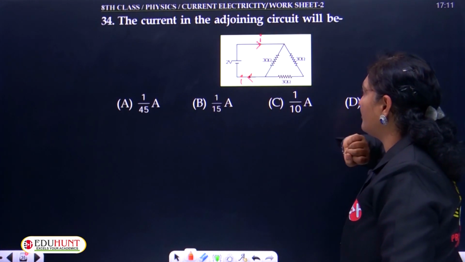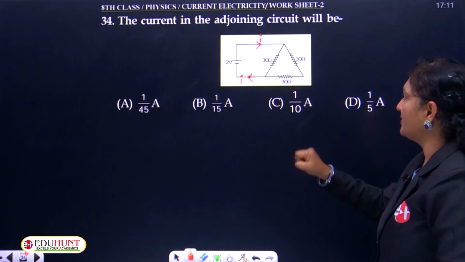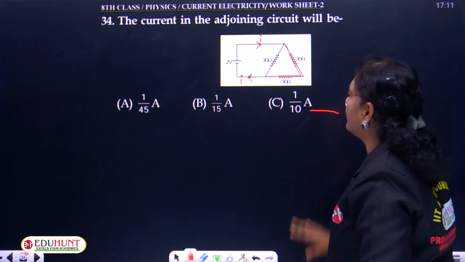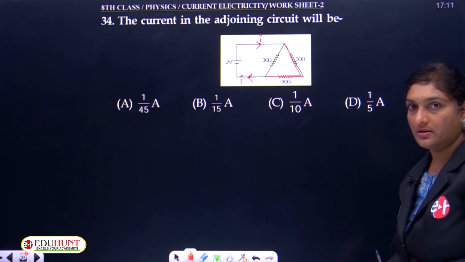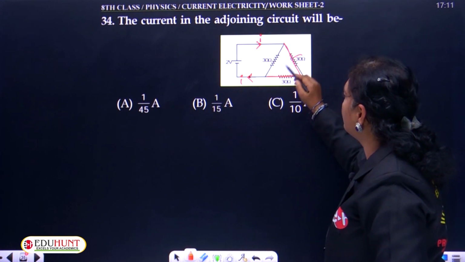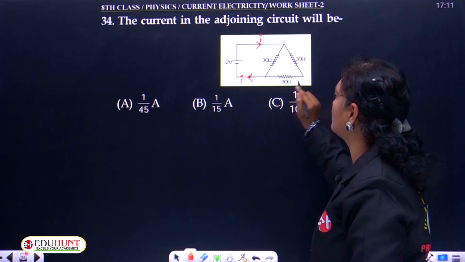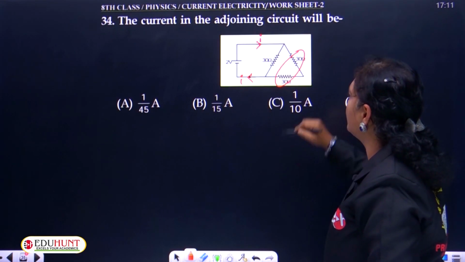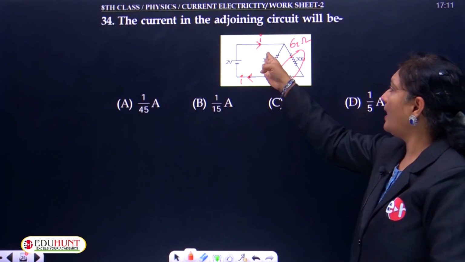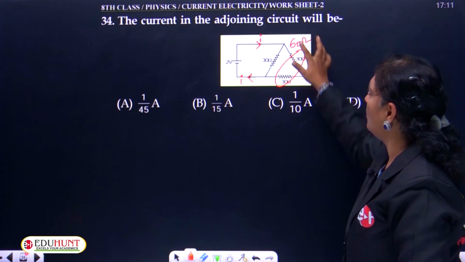And in this circuit, if you observe, 3 resistors are connected as shown in the figure. Among the 3 resistors, we can see that this 30 ohm and 30 ohm are together connected in series combination. If 2 resistors are connected in series, the resultant will be equal to the summation of those 2. So, what is the summation of 30 and 30? It will give you 60 ohm. Here you have 30 ohm and the resultant you have again 60 ohm.